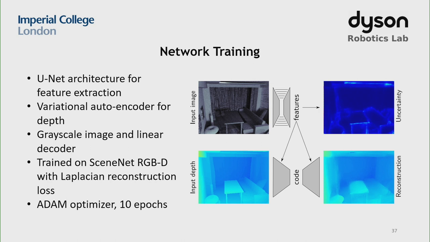So to train this whole network, we basically use a standard UNet architecture for the feature extraction of the depth maps, as well as for the RGB autoencoder and the depth autoencoder, and we use a variational structure for the training of the latent code, just so that we can introduce some smoothness in the code space. Then we feed in grayscale images and train it on a large dataset of synthetic RGBD images from the SceneNet RGBD dataset. We use the Adam optimizer and run it for 10 epochs.